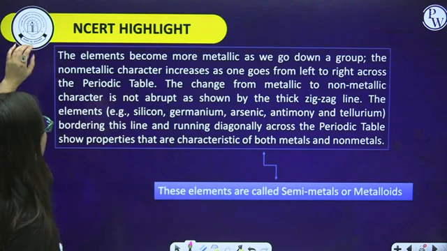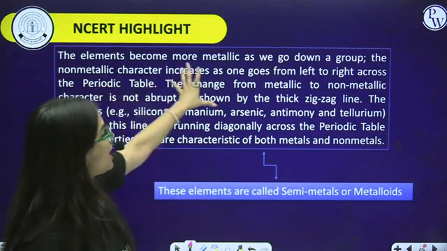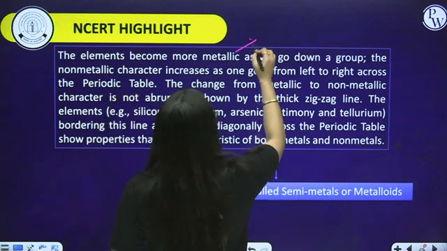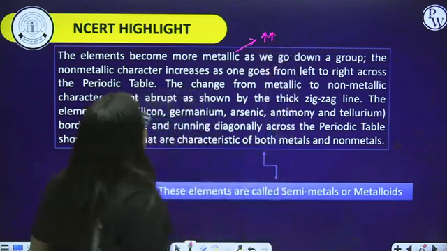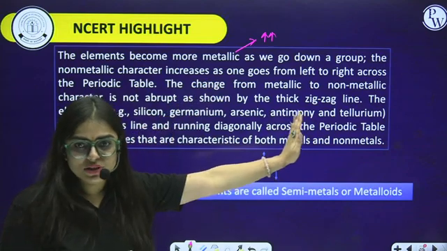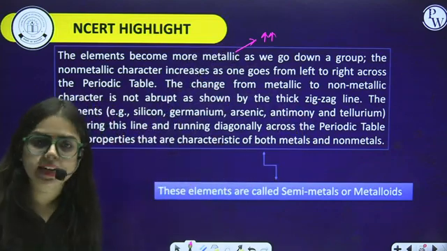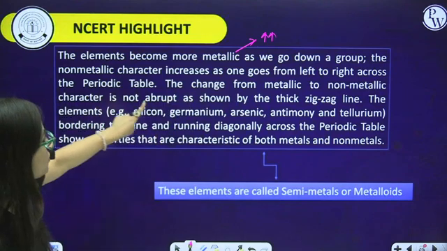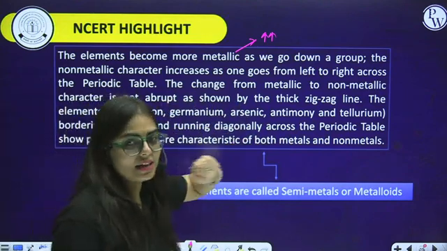Let us start with them. Now, the elements become more metallic as we go down a group. I already told you metallic character will increase down the group. So the non-metallic character increases as one goes from left to right across the period, but from top to bottom, metallic character will increase, right? The change from metallic to non-metallic character is not abrupt, as shown by the thick zigzag line.